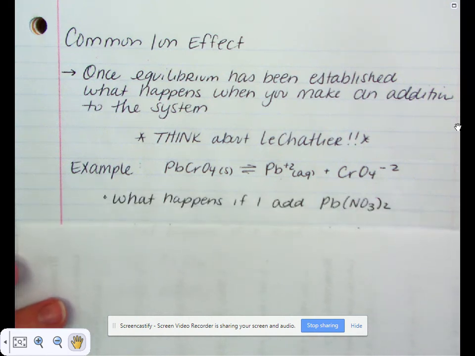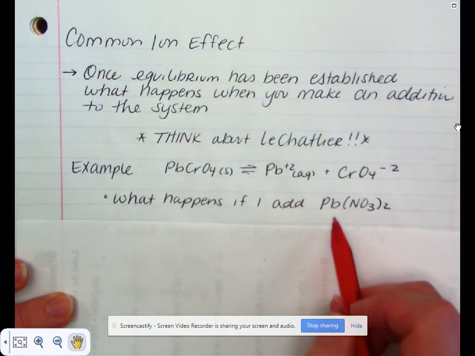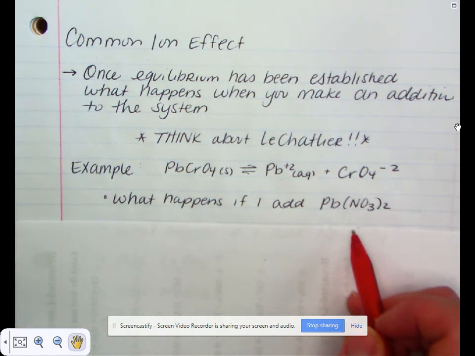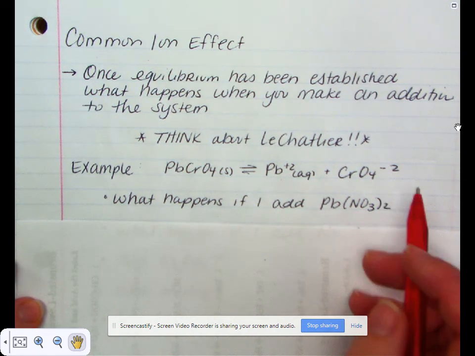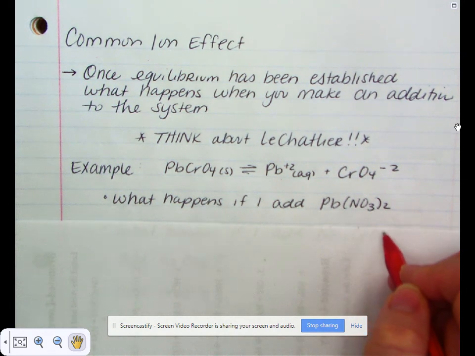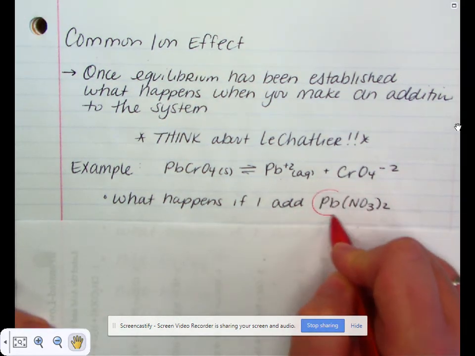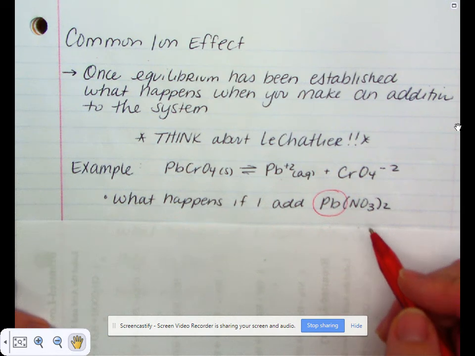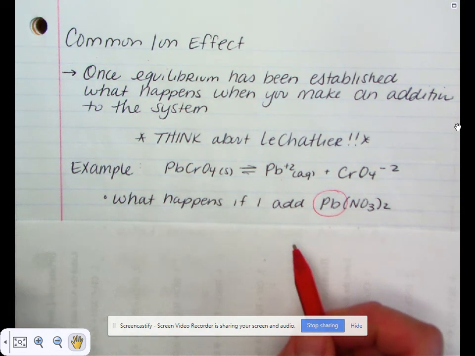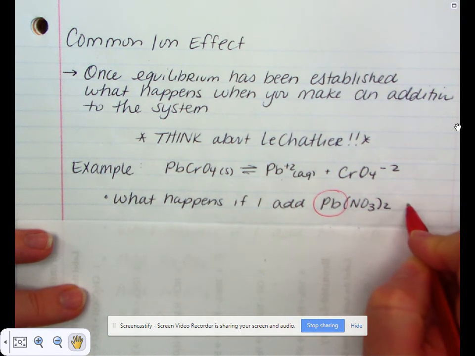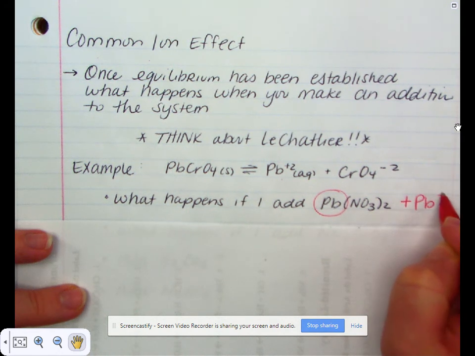So first one, what happens if I add lead 2 nitrate? So the first thing you need to go is, oh, is this thing soluble? Well, yes, I know all nitrates are soluble. So what am I really adding here? I'm really adding lead ion. So because this is soluble, I'm adding lead ion. This is adding Pb plus 2.